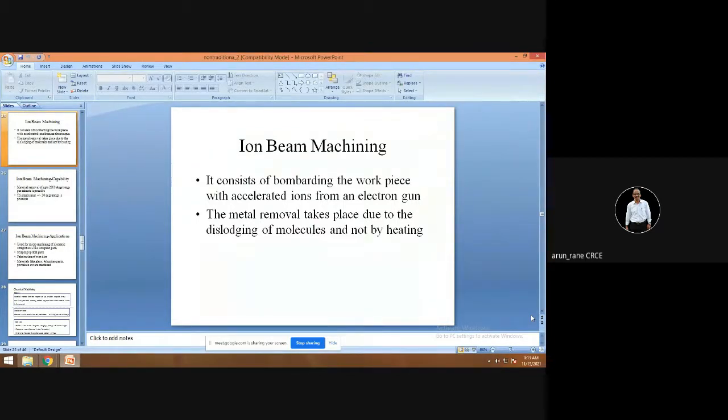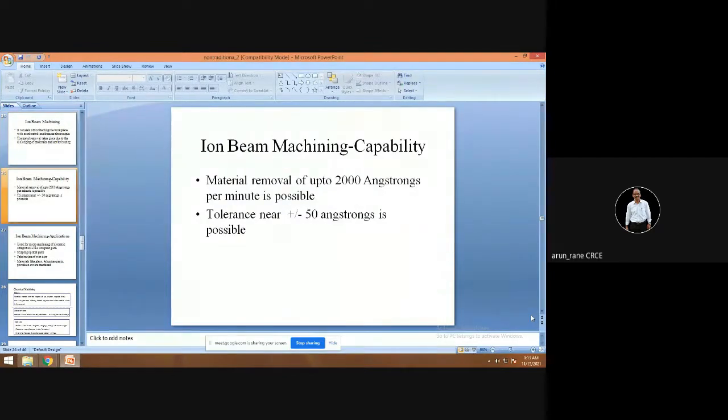So ion beam machining. The principle of ion beam machining is that the ions which are produced are accelerated from an ion gun, and because of the impact of the ions, the molecules are dislodged and there is no heating. That is what you have to remember.